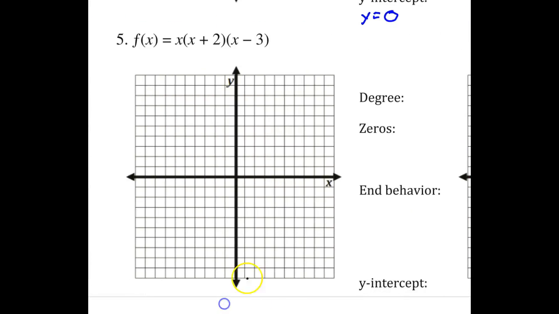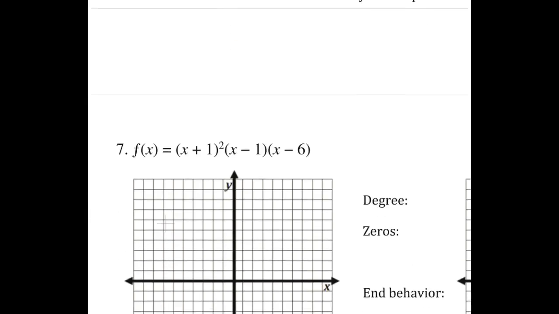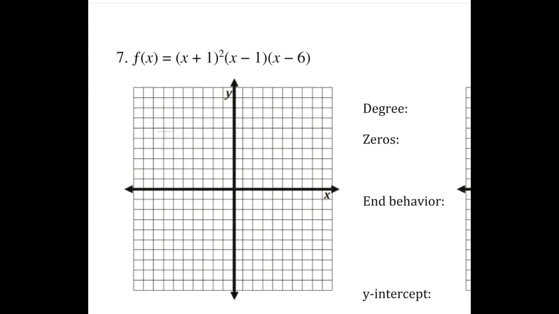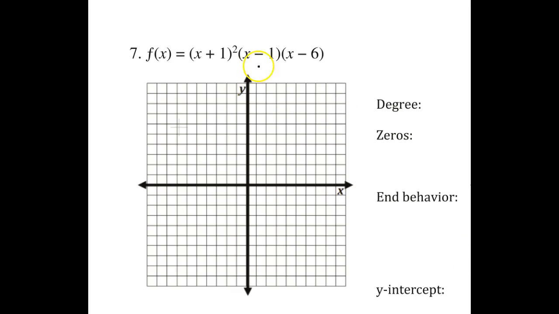Let's look at a few more that have double roots. Number 7 has a double root. All right, we have a 4th degree: we have 2 x's here, and then 3, 4. It's positive in front, so I know in general it's going to look like y equals x to the 4th, which is a W shape.